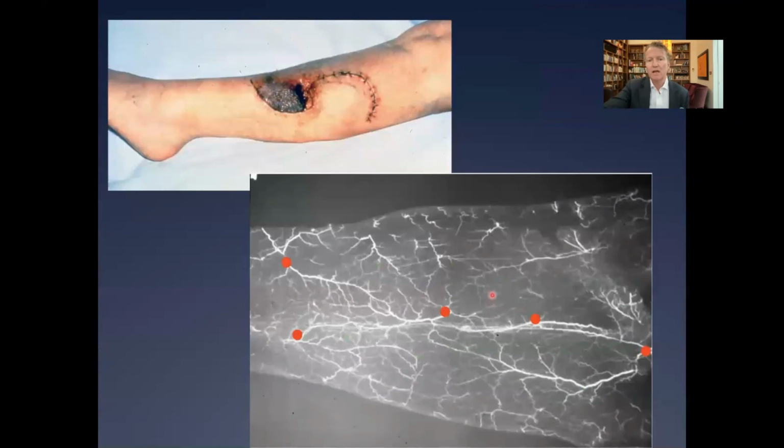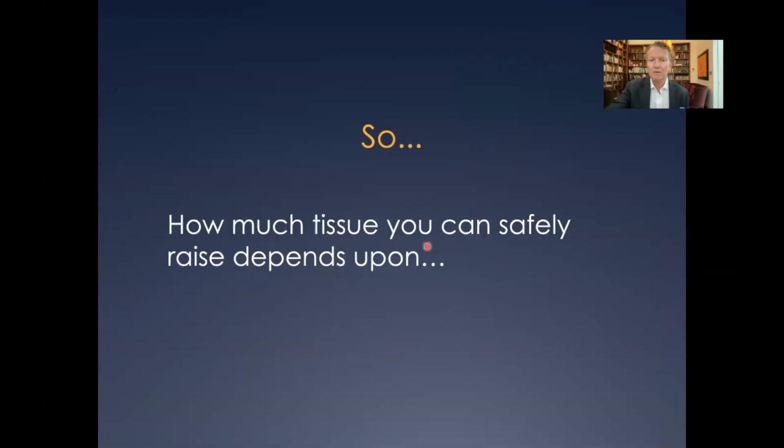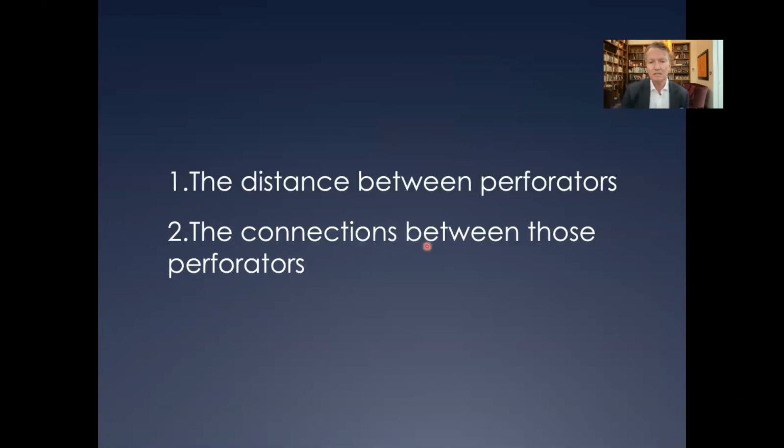It also explains why the original study of Taylor back in 1970 showed why this flap lives and this flap dies. This flap is interconnected by true anastomoses. This flap is interconnected by choke anastomoses. So how much tissue you can safely raise depends upon the distance between perforators and the interconnections between those perforators.